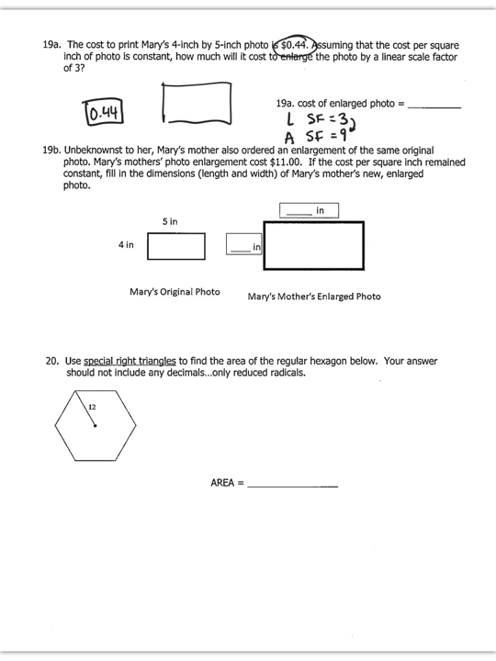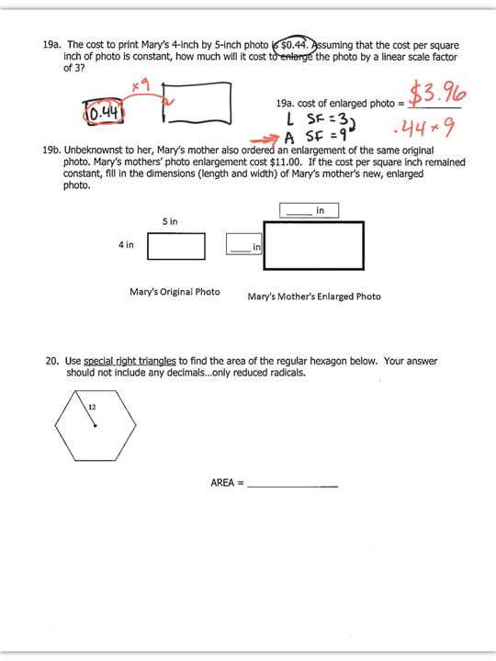So if I want to find the new bigger cost, again, cost has to do with how big the area is. So I'm going to take this 0.44 and times it by the area scale factor of 9 to get my big cost. 0.44 times 9 gets me my new cost, which is $3.96.